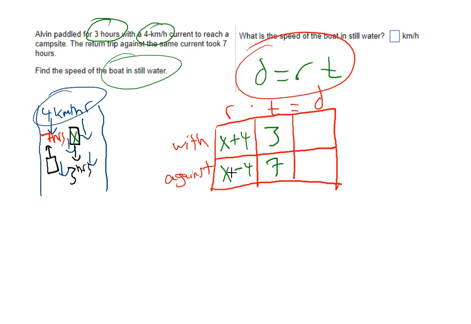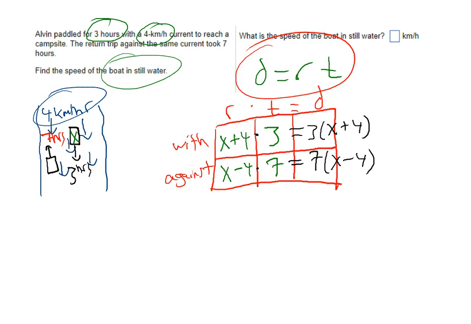And so this time we don't need a system of equations because we were able to set this up with just one variable. So all we need is just one equation to find the answer. And we're going to get that equation by looking at the distances here. So to get the distance, we're going to use the formula, multiply r times t, do that for each row. So r here is x plus 4 times t, which is 3. And so we'll get 3 times x plus 4 here for the distance with the current. The distance against the current is going to be 7 times x minus 4. And then we want to make an equation out of these 2 things.